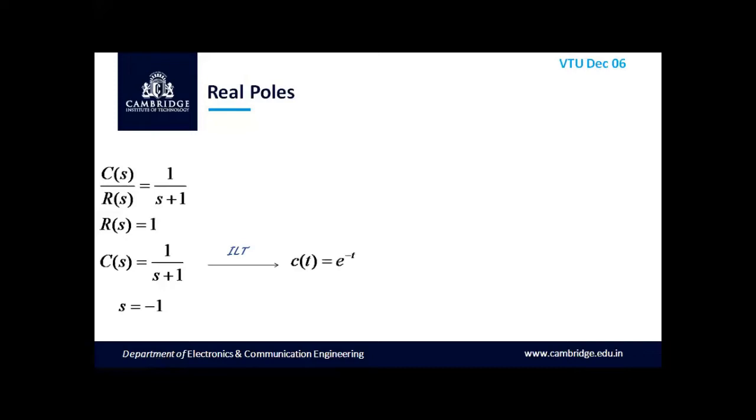So we know the Laplace transform equality 1 by s plus a implies e to the power of minus at. Here we have a is 1, hence it is of the form e to the power minus t. So now let us plot the pole in the S-plane and let us look into the response of C of t.